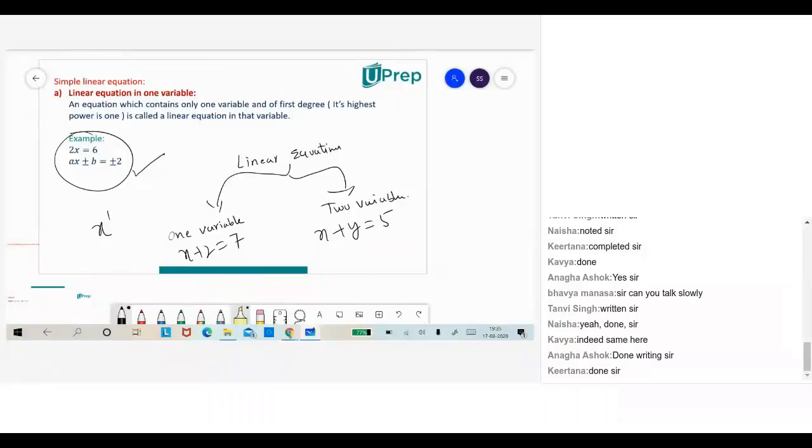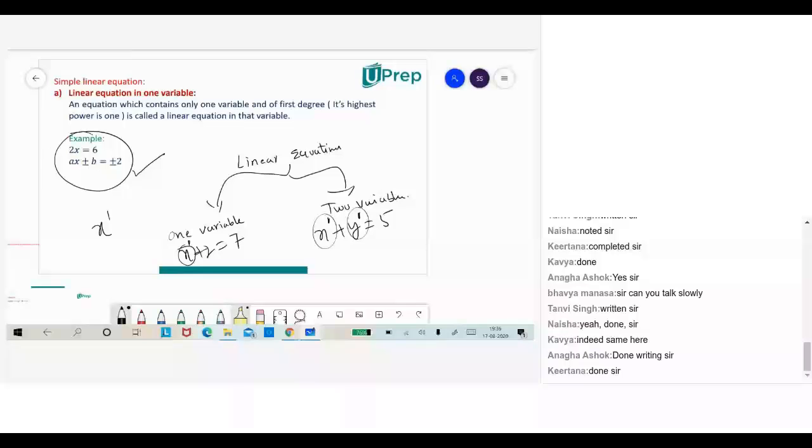Why are both linear equations? Because the degree of the variable x here is 1. In two variables, the degree of variable x is 1, and y is also 1. If the degree is 1, it's called linear. If the degree of the variable is 1, it's called a linear equation. Now, what is a linear equation in one variable? It contains only one variable x. And what is a linear equation in two variables? It contains two variables x and y.